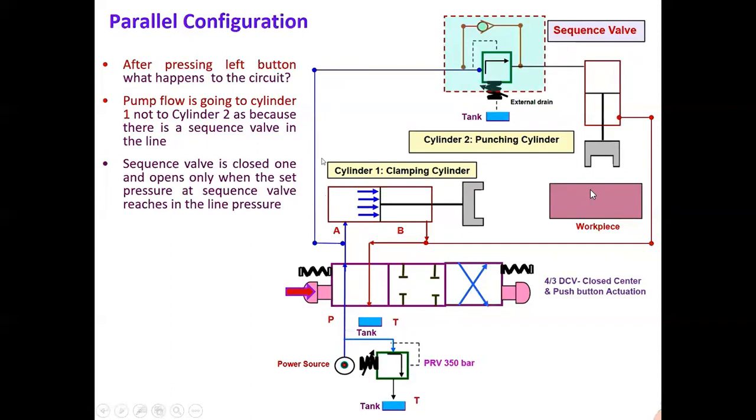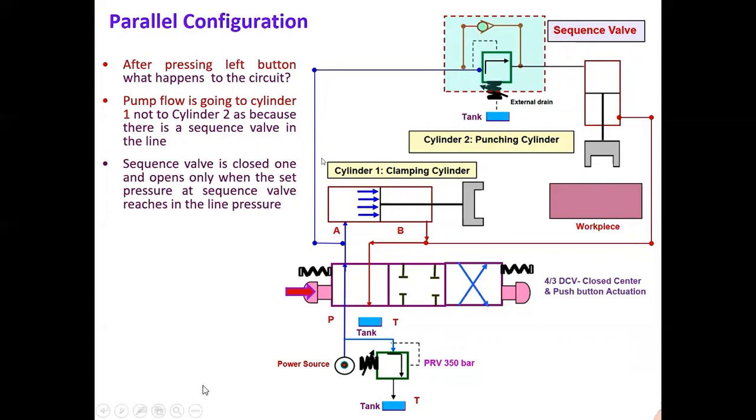This is the clamping cylinder. First we clamp the workpiece. After completion of the extension of this clamping cylinder, the pressure increase continues. After the pressure increases to the PRV setting of 350 bar, above that pressure the increase continues. This port is open. This oil goes like that. After this PRV opens this side, oil goes to the piston side of the second punching cylinder. Then this cylinder extends and punches the workpiece.